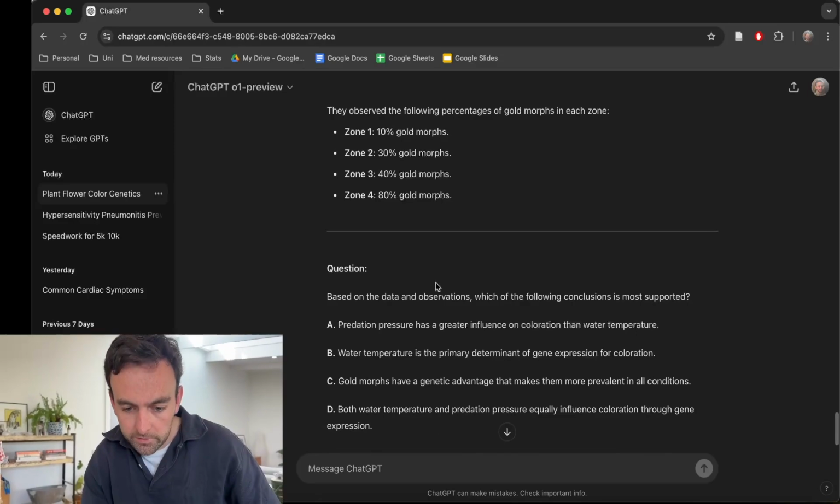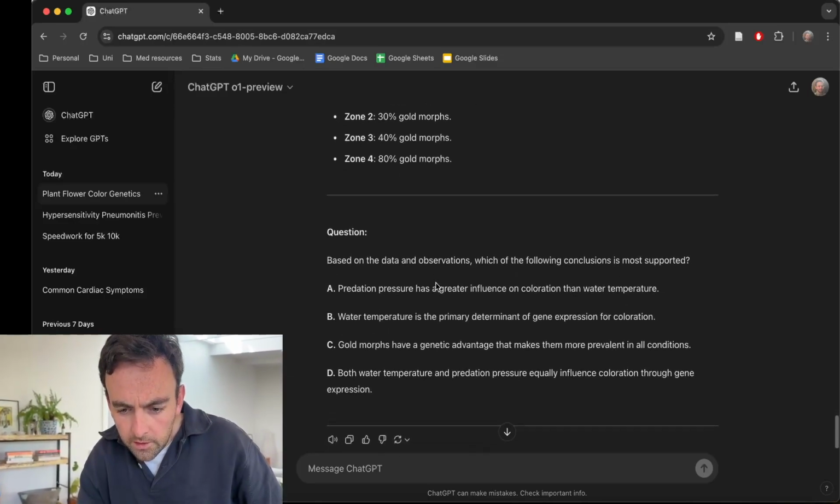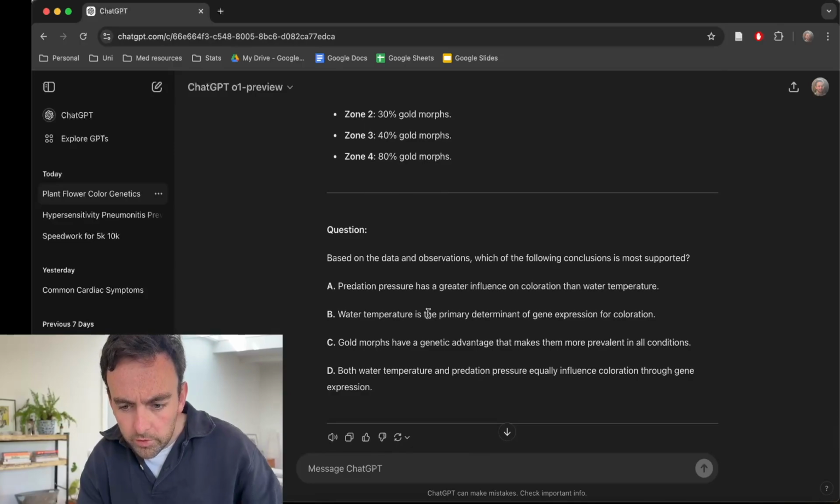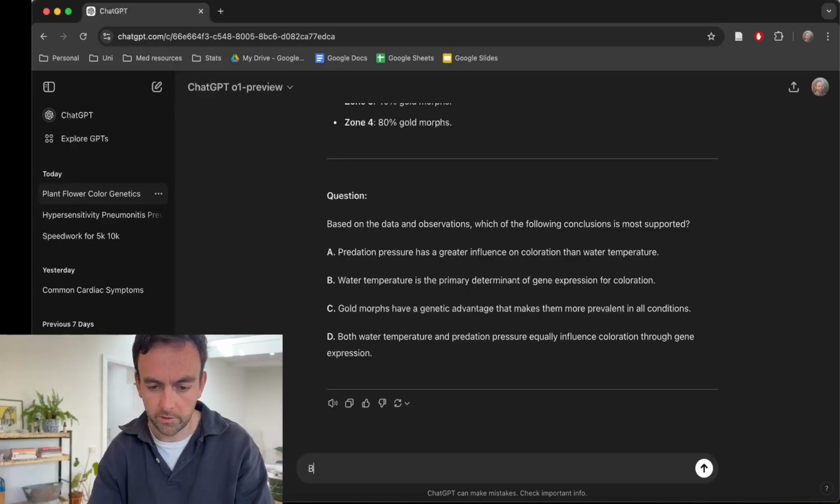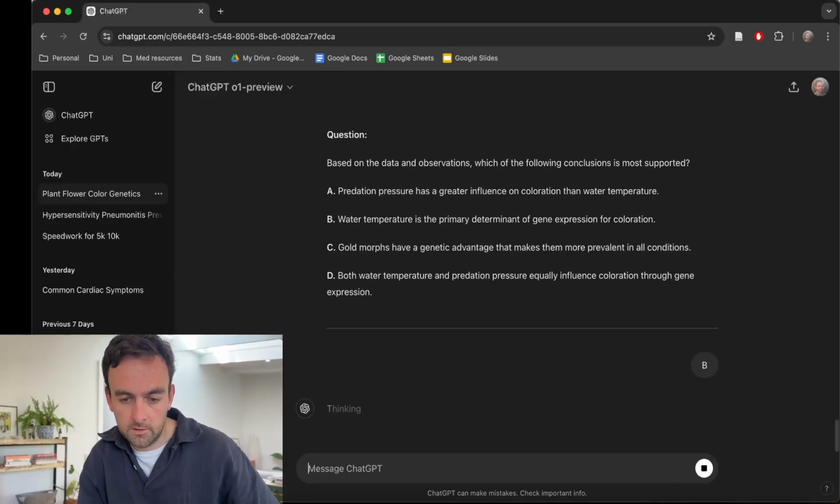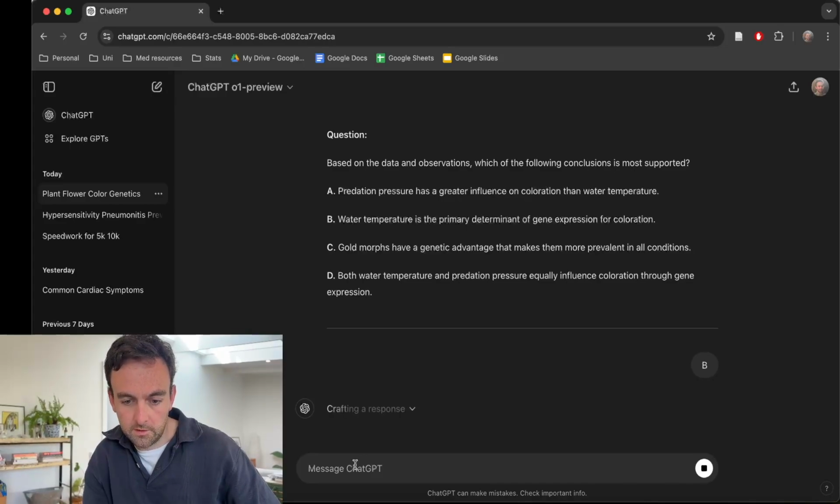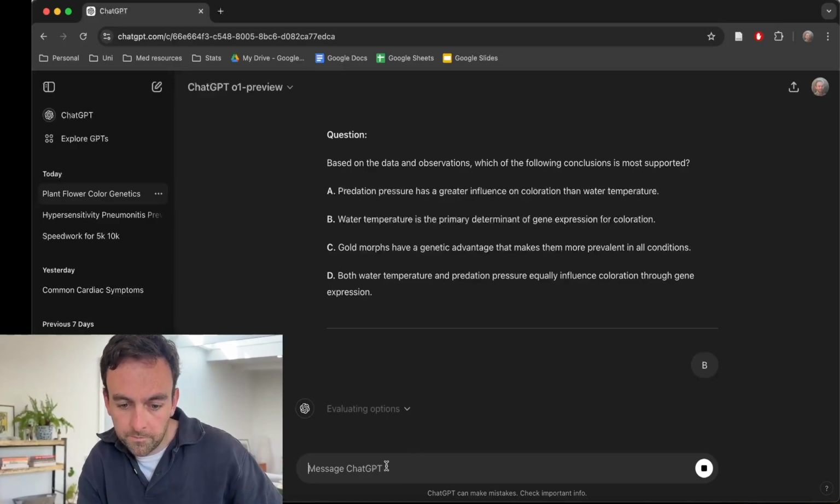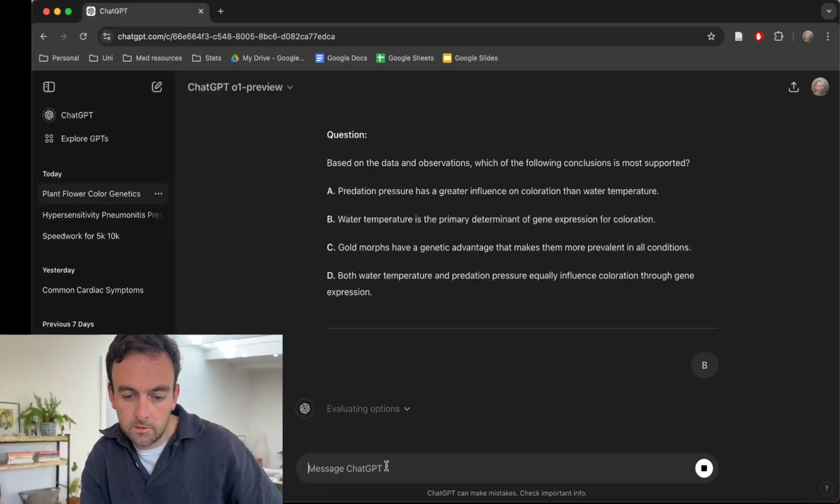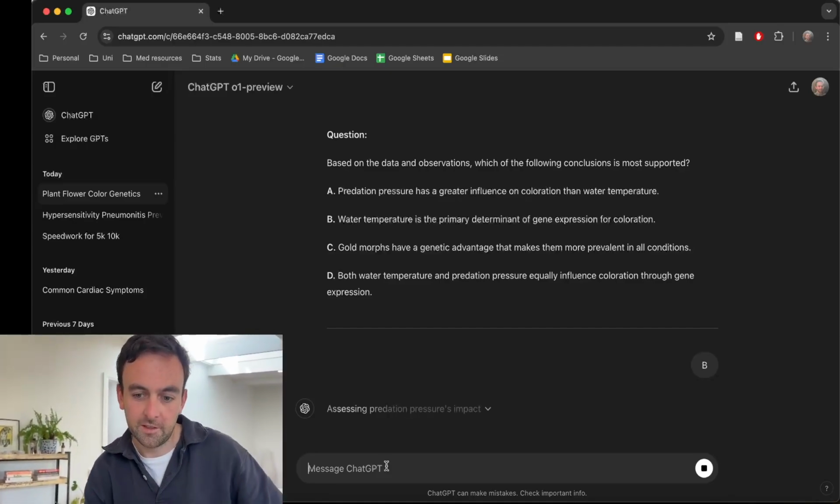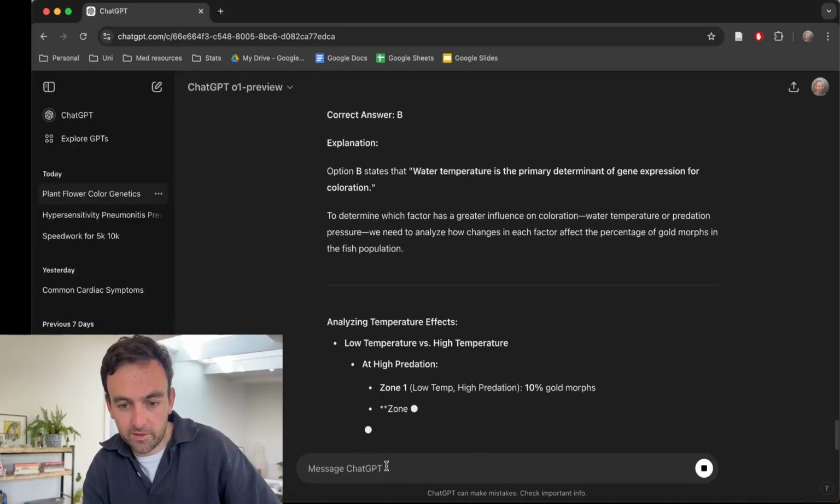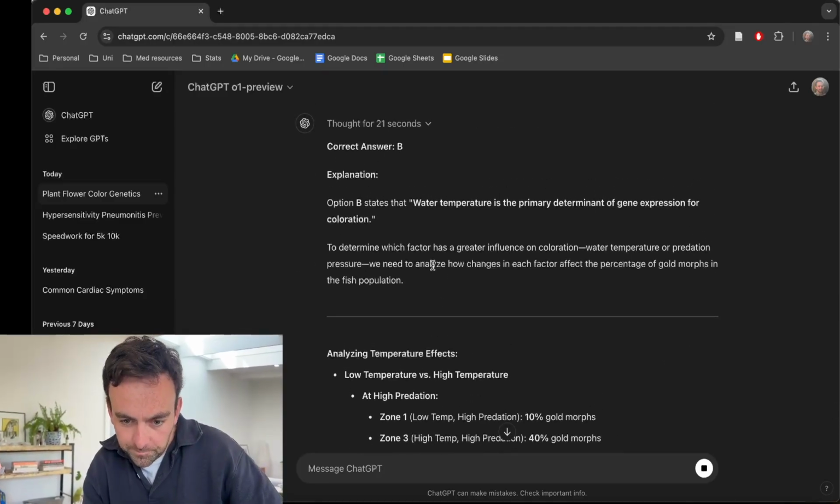So I'd say water temperature, yeah, I'd say B here. So let's see if that's right. Thinking, creating thought-provoking queries, it's good. Jeez, it definitely takes a bit of time to think about the correct answer, considering presumably it's already come up with an answer. All right, correct answer B, so that's good.